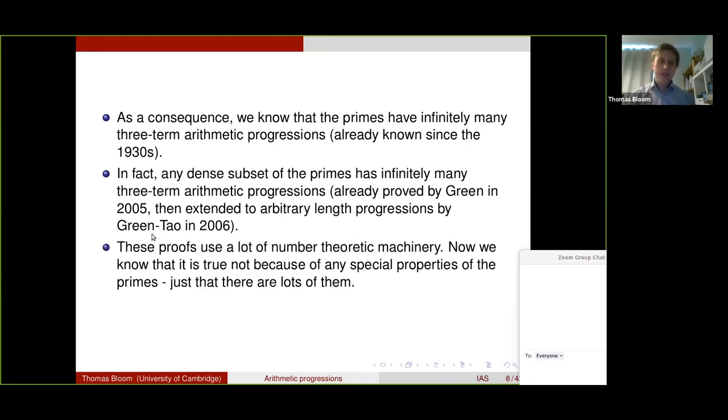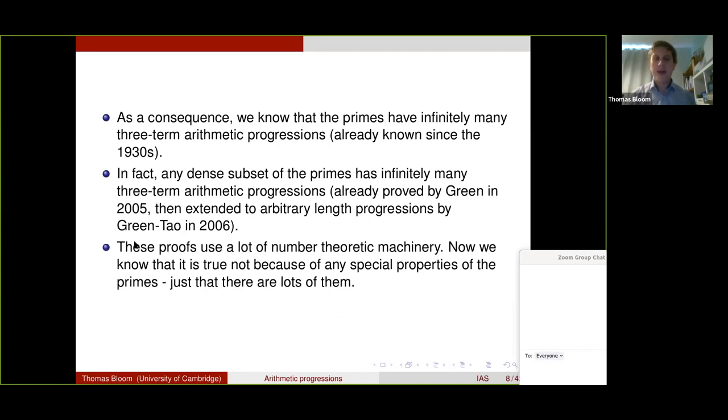But what's significant is that these proofs of Green and Green and Tao, they use a lot of number theoretic machinery, right? They're very dependent on the fact that we're working with the primes. And in fact, they use some analytic number theory estimates from sieve theory and from the theory of the Riemann zeta function to get the properties of the primes that they need. And it's quite nice that now we know that these facts about three-term progressions are true not because of any special properties of the primes, just purely on density grounds alone, right? So just take a simple estimate like Chebyshev's estimate, and that's enough to deduce that any dense subset of the primes contains infinitely many three-term progressions.